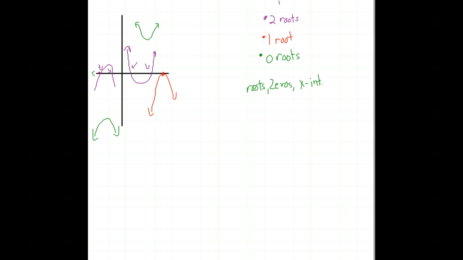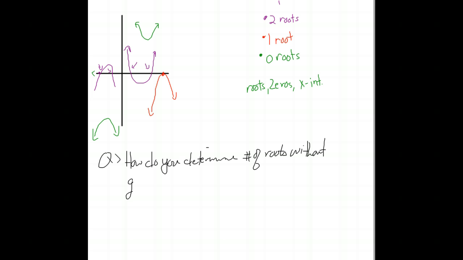all mean the same. Okay, so big question now for you folks is, how do you find out this information without graphing? So the question we need to answer: how do you determine the number of roots without graphing? Because graphing can obviously give it to you. You would see it as in here. But we need to have a written method of doing it, so without graphing.